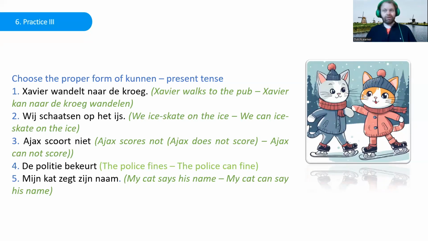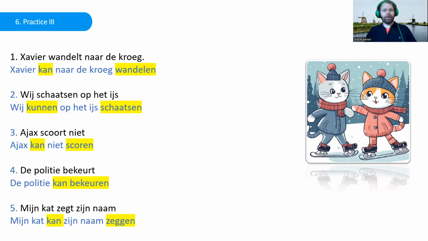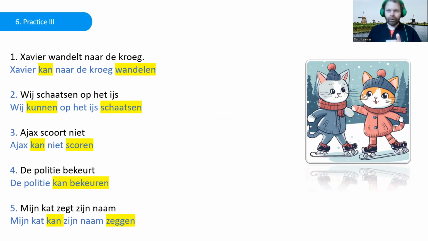So we go to the next slide, and here we go with the answers. Okay, so pay attention to where the form of kunnen is and what happened to the verb that was conjugated before. Here we have, for example, Xavier wandelt, but it becomes the full verb, right? Wandelen at the end. So we get kan naar de kroeg wandelen, kunnen op het ijs schaatsen, Ajax kan niet scoren, de politie kan bekeuren, and the last one, mijn kat kan zijn naam zeggen.